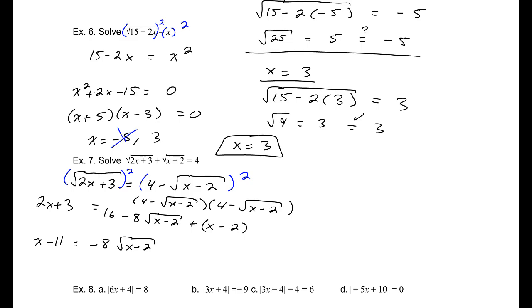And now we will take both of these to the second power. Again, we could potentially have extraneous solutions here, so we want to be very careful. So this is x squared minus 22x plus 121 equals 64 times x minus 2, which is 64x minus 128.